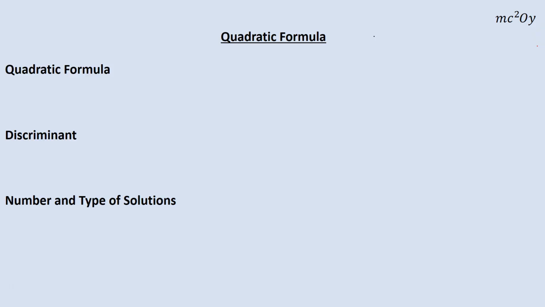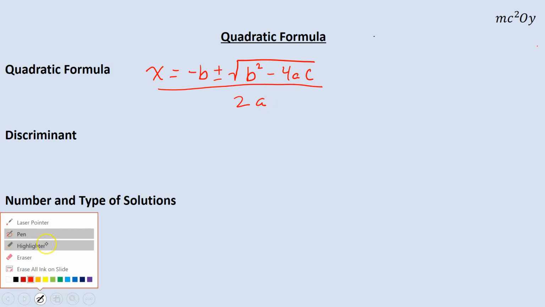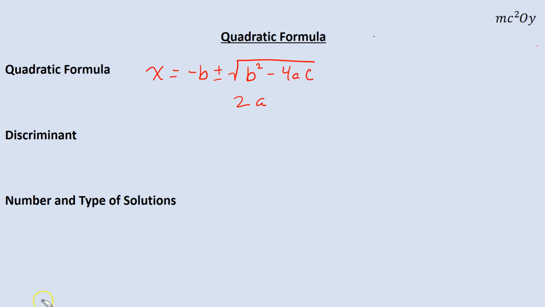We're going to talk about the quadratic formula and use the quadratic formula in Algebra 1, but just a quick review. Quadratic formula is x equals negative b, or the opposite of b, plus or minus the square root of b squared minus 4ac all over 2a.